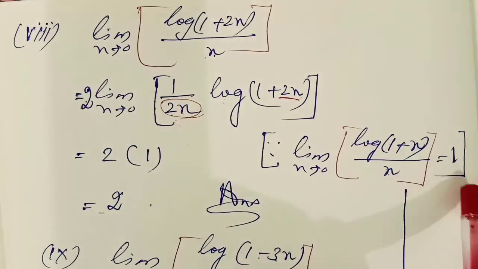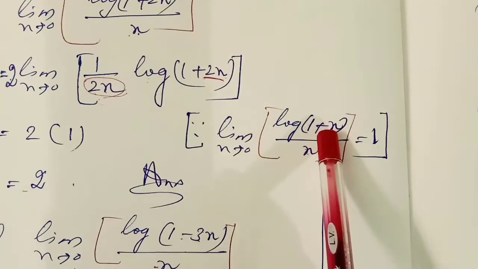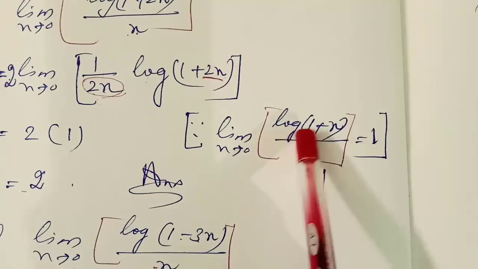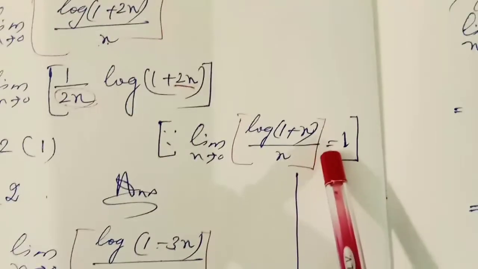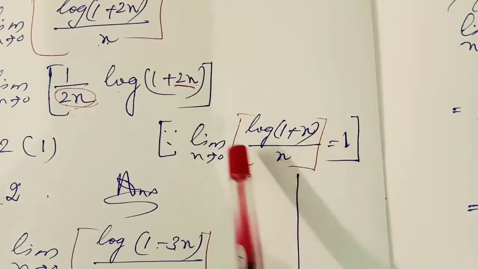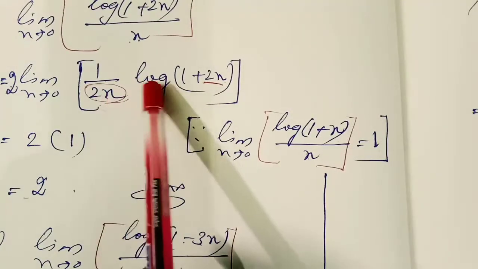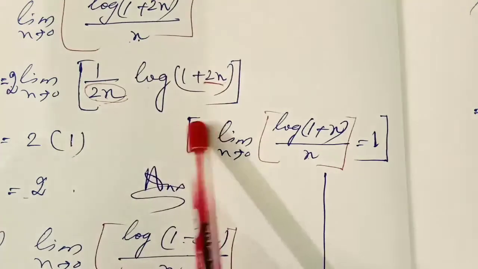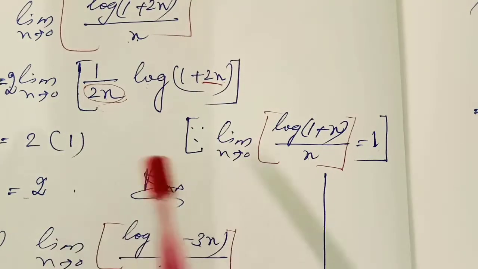The formula is, I am writing here, limit x tends to 0, log 1 plus x divided by x, the answer is 1. Log 1 plus x whole divided by x, the answer is 1. Just apply the formula in this question. That's the same thing here: limit x tends to 0, log 1 plus 2x by 2x, the answer is 1. So 2 into 1 is how much? 2. This is the answer. Okay, 8th part. Let us go to the 9th part.